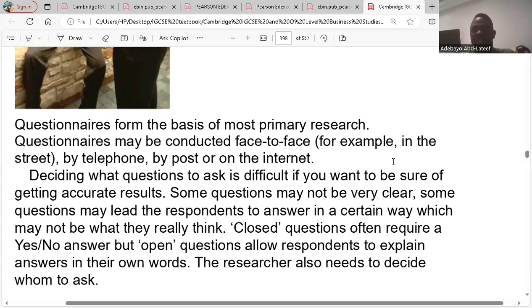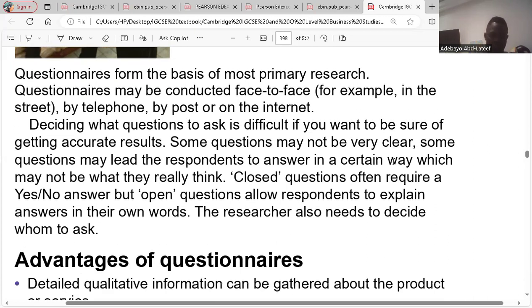Deciding what questions to ask is difficult if you want to be sure of getting accurate results. Some questions may not be very clear. Some questions may lead the respondents to answer in a certain way, which may not be what they really think. Closed questions often require a yes or no answer, but open questions allow respondents to explain answers in their own words. The researcher also needs to decide whom to ask.